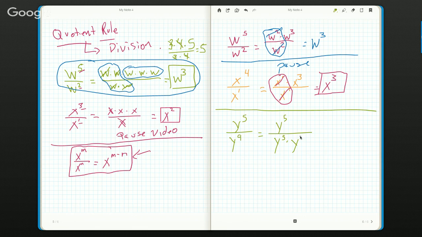Hopefully you said 4, because y to the 5th times y to the 4th is y to the 9th. And in this case, when we perform our canceling, we're going to end up with a 1 on the top, and our answer here is going to be 1 over y to the 4th power.